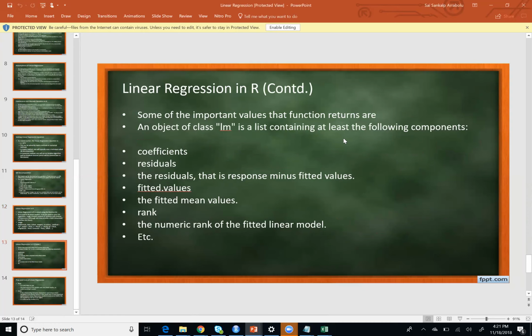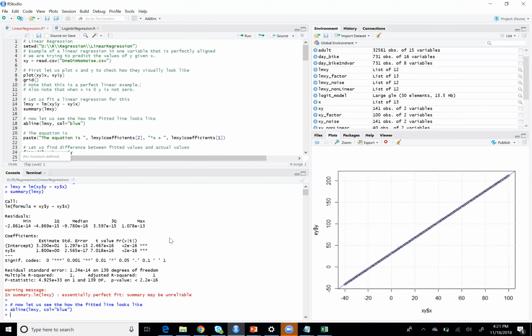What will it give you? It'll give you all the coefficients. It'll give you the residuals. What is a residual? Residual is nothing but your error. So if you look at the R prediction here, it'll tell you what your residual score is. So your residual is 10 to the power of minus 14. Residual is nothing but the difference between your actual value and the predicted value. That's your residual score.